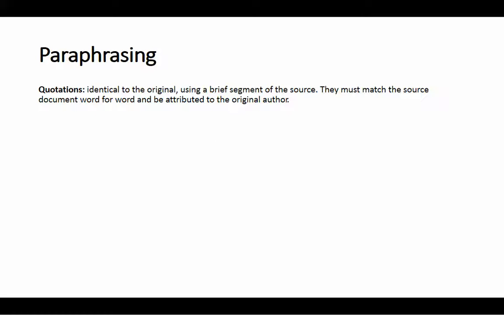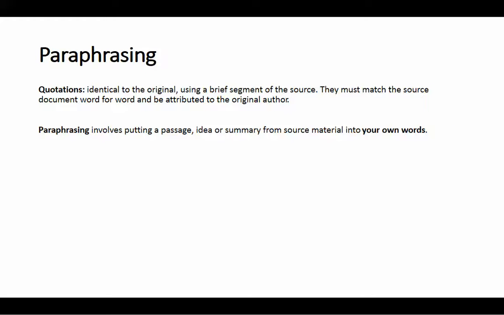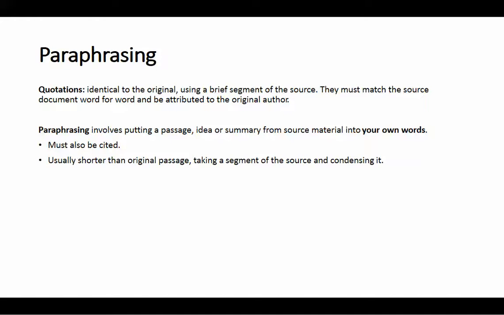So, paraphrasing involves taking source material, a passage of that material, or an idea behind it, or a summary of that source material in some way, and putting it into your own words. Now, just because you put it into your own words, you still also must cite it. You must attribute who that idea or summary or information came from. In addition, paraphrasing is usually, not always, usually shorter than the original passage.